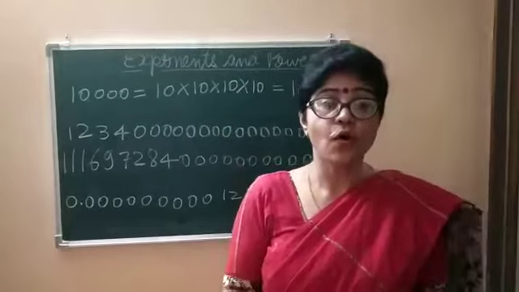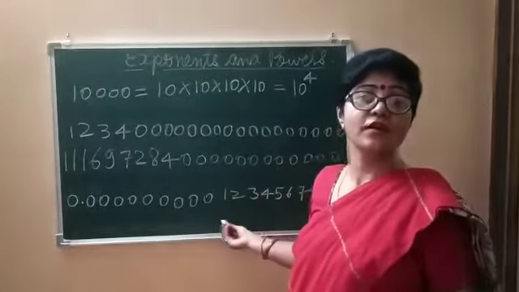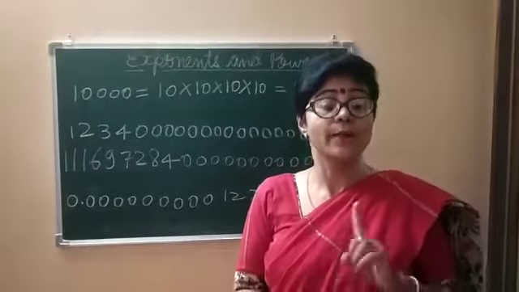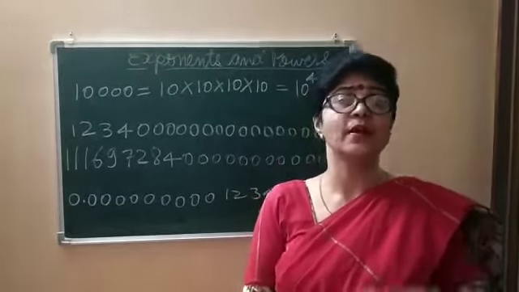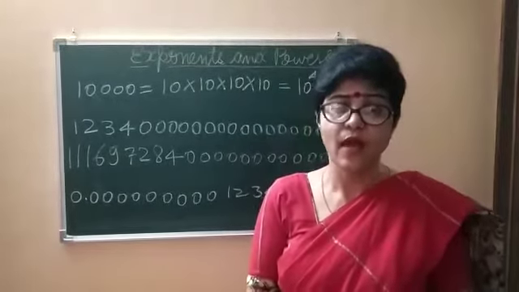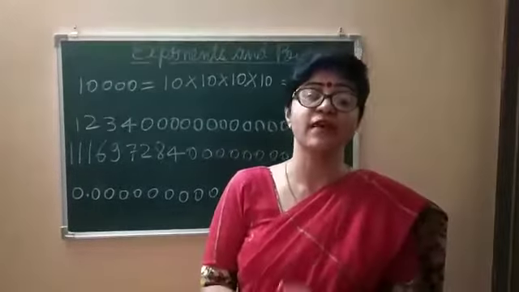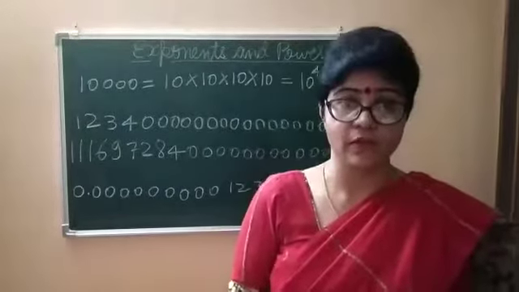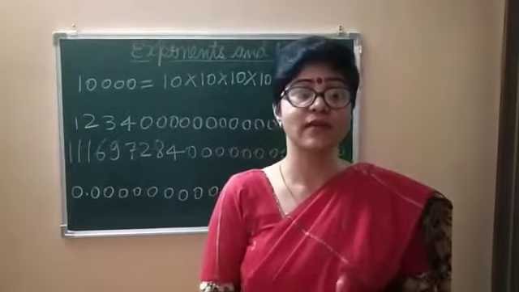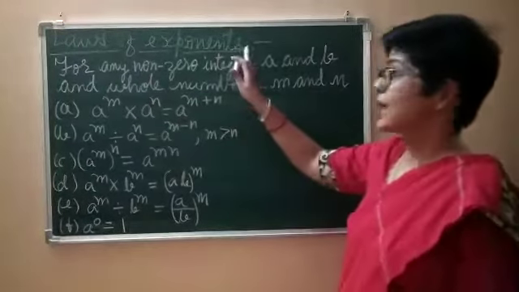Alright. So for large numbers and for small numbers, we use exponents. Because with very large numbers and very small numbers, it is very difficult to read the numbers. It is very difficult to compare the numbers, as well as it is very difficult to operate the numbers. So for this we use exponents, which makes it easy. We will discuss laws of exponents.